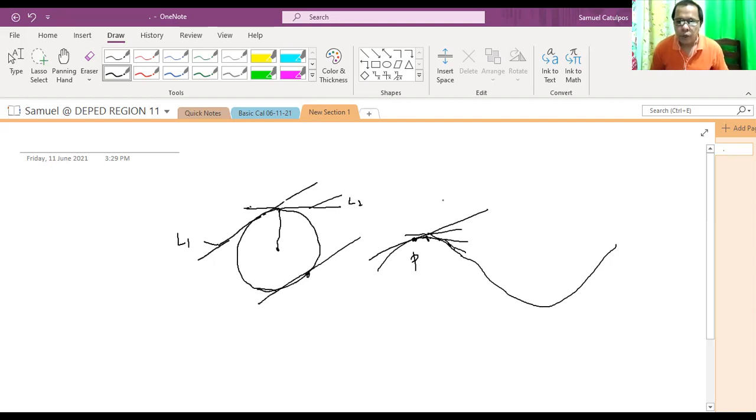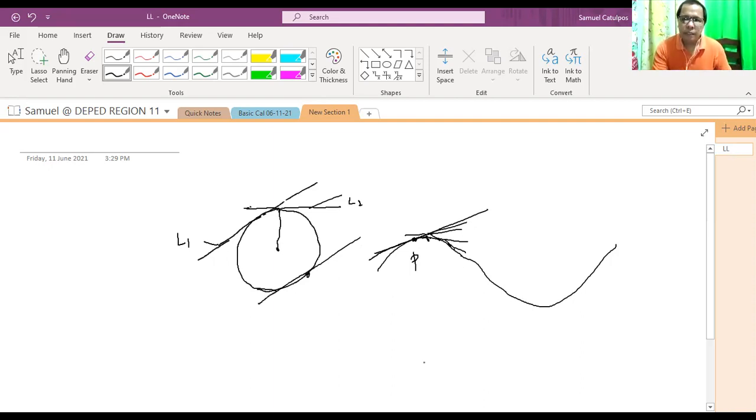So kana nga mga tangent lines, kung imo nang usahon, that would specify or that would define a certain function or function of x. So para makuha nato siya, ang pinakamayong buhaton is kuhaon nato ang slope ani, no? The slope of the tangent line.